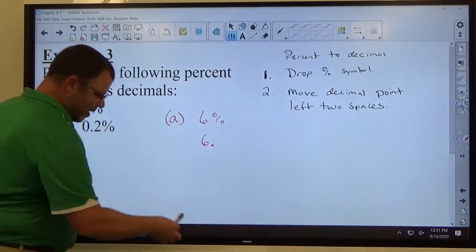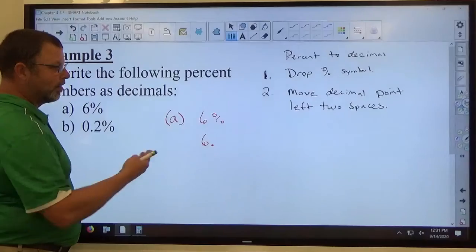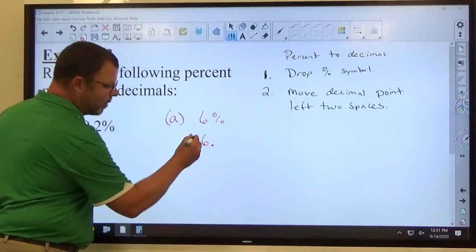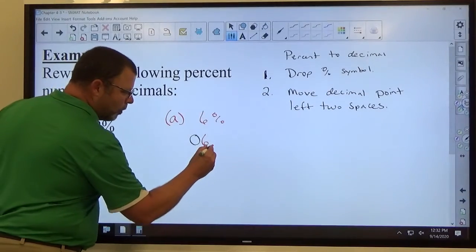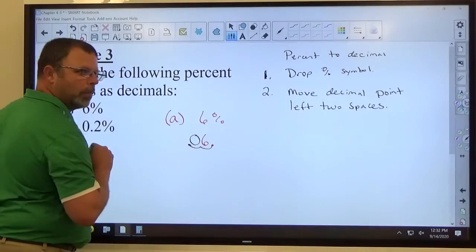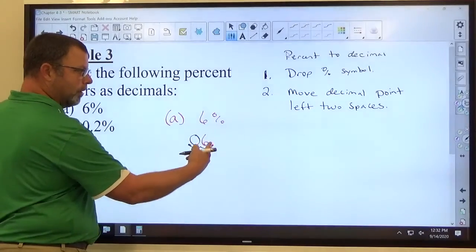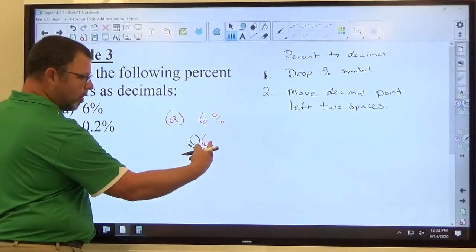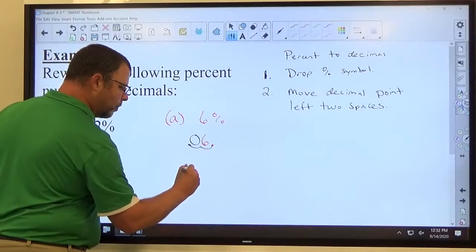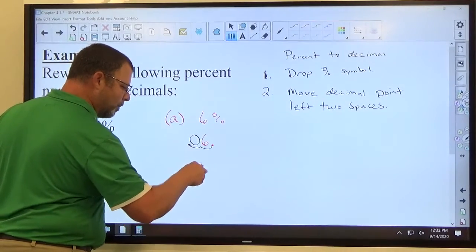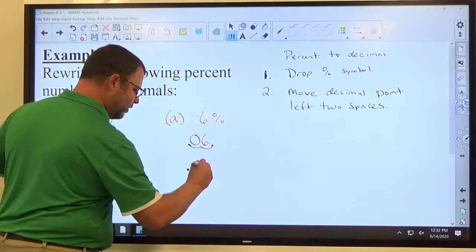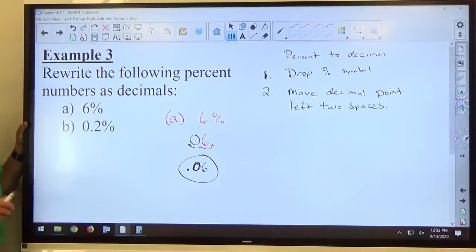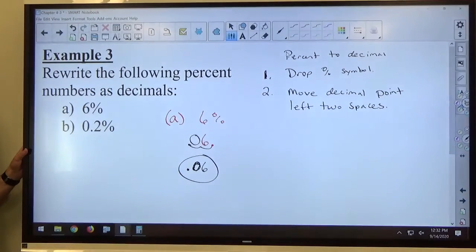All right, so notice I'm supposed to move it 2 spaces left, but I don't have 2 spaces to move it left. So I'm going to put a 0 in front of the 6 to give me a number to move it. So I got to move 1, 2 to the left. That's where it belongs. So 6%, we drop the percent off and we locate the decimal. We slide it to the left, decimal point 0.06. And a lot of people like to put a 0 in front of that. I don't require that, but pens aren't writing very well today. 0.06 is the right answer. 0.06 would also be a correct answer if you wanted to go that route.